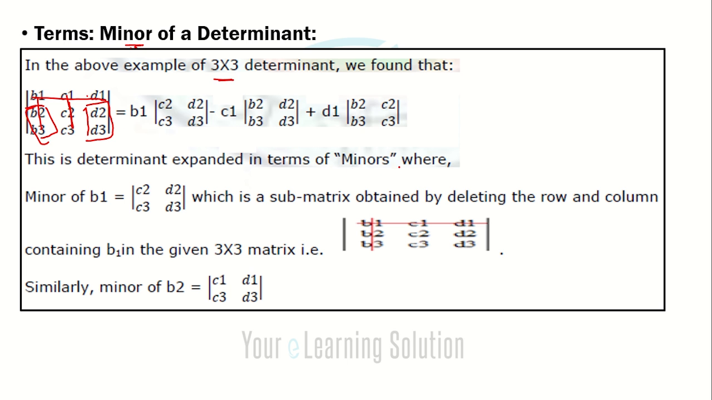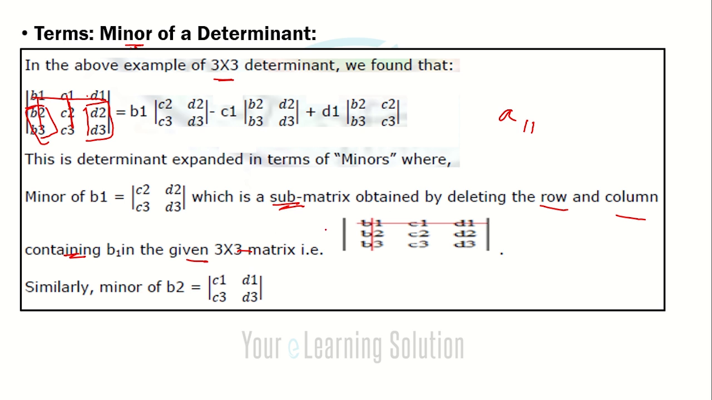So this determinant, essentially the 3 cross 3 determinant that you'd begun with, is expanded in terms of minors, and minors are calculated in exactly the manner where, for example, if you were to calculate A11's minor, you would eliminate the first row and the first column, and the 2 cross 2 matrix that you would be left with would be the minor. Okay. So it is a sub matrix, which is obtained by deleting the row and the column containing the element given in the 3 cross 3 matrix.